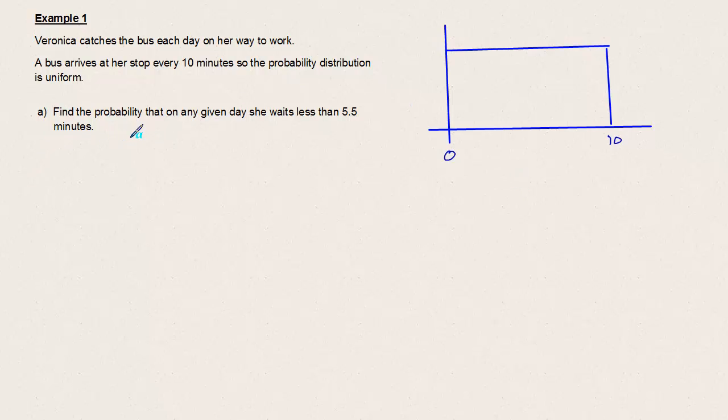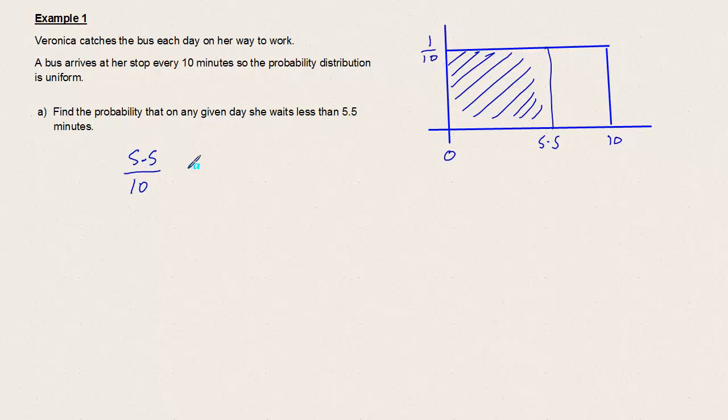We want to find the probability that on any given day she waits less than 5.5 minutes. Well, we know this gap is 10, so the height of the rectangle must be 1/10, so that the area is 1. 5.5 is here, so we want this area here. So that's going to be 5.5 divided by 10, which is 0.55.